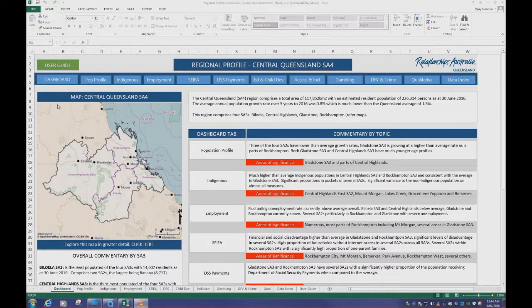There are 9 broad topic areas within each profile. These are the population profile, Indigenous, employment, CIFA, Department of Social Services payments, education and child development, access and inclusion, gambling, DV and crime. We'll now cover each of these in more detail.